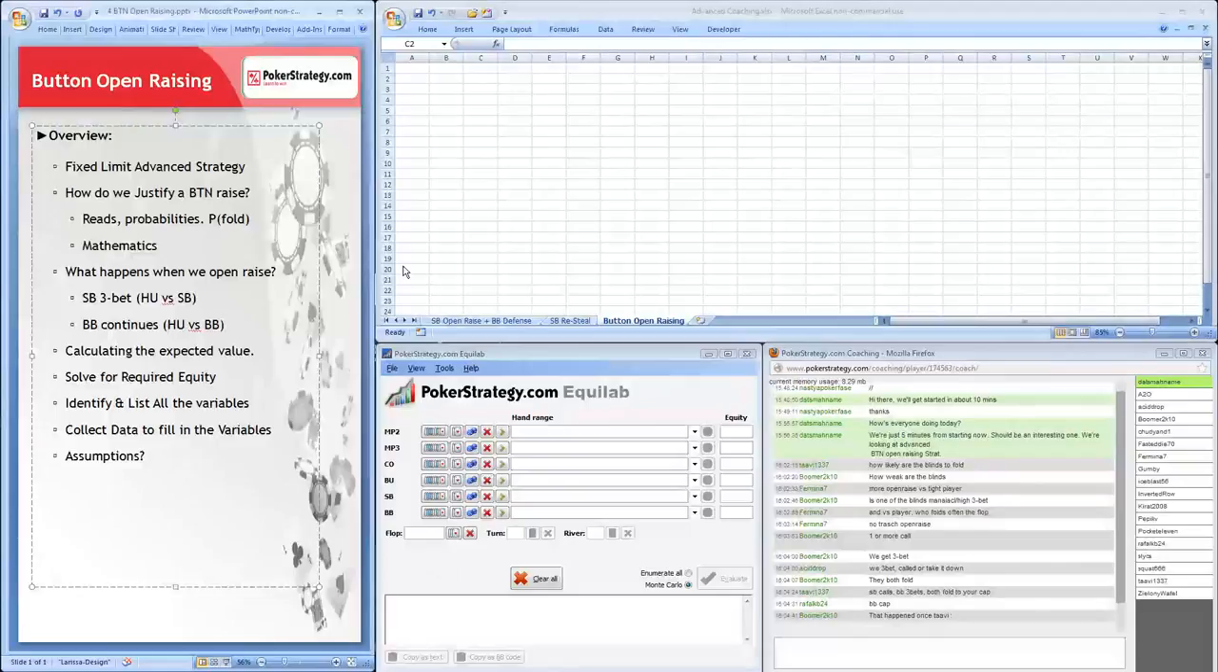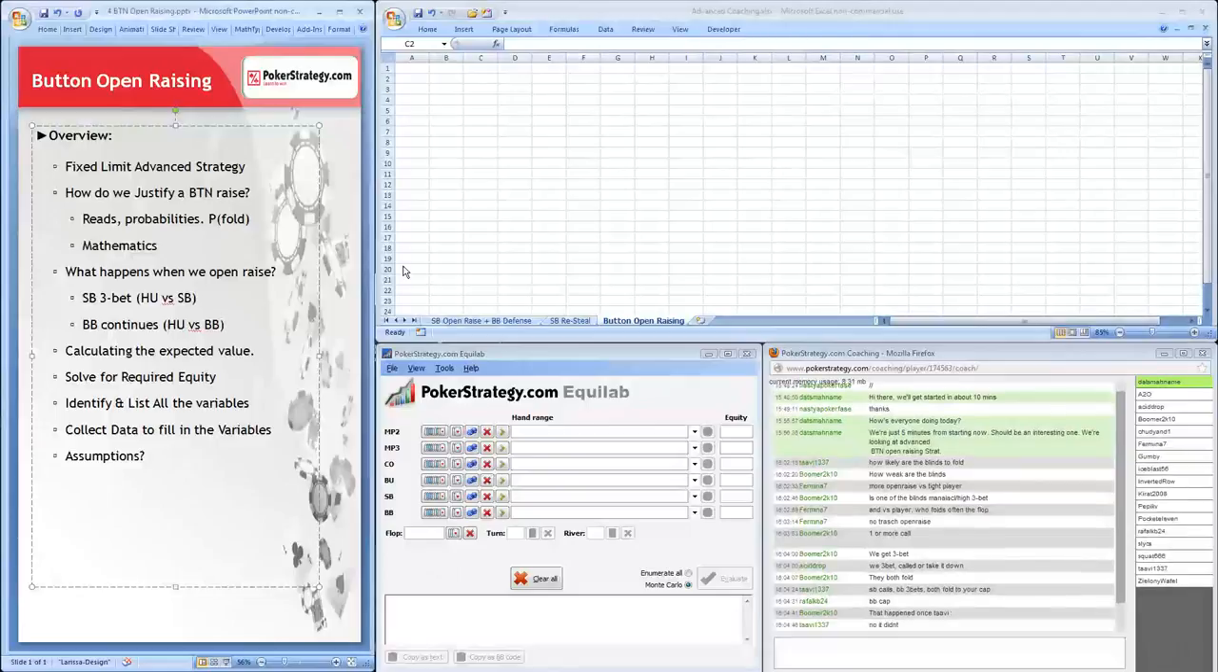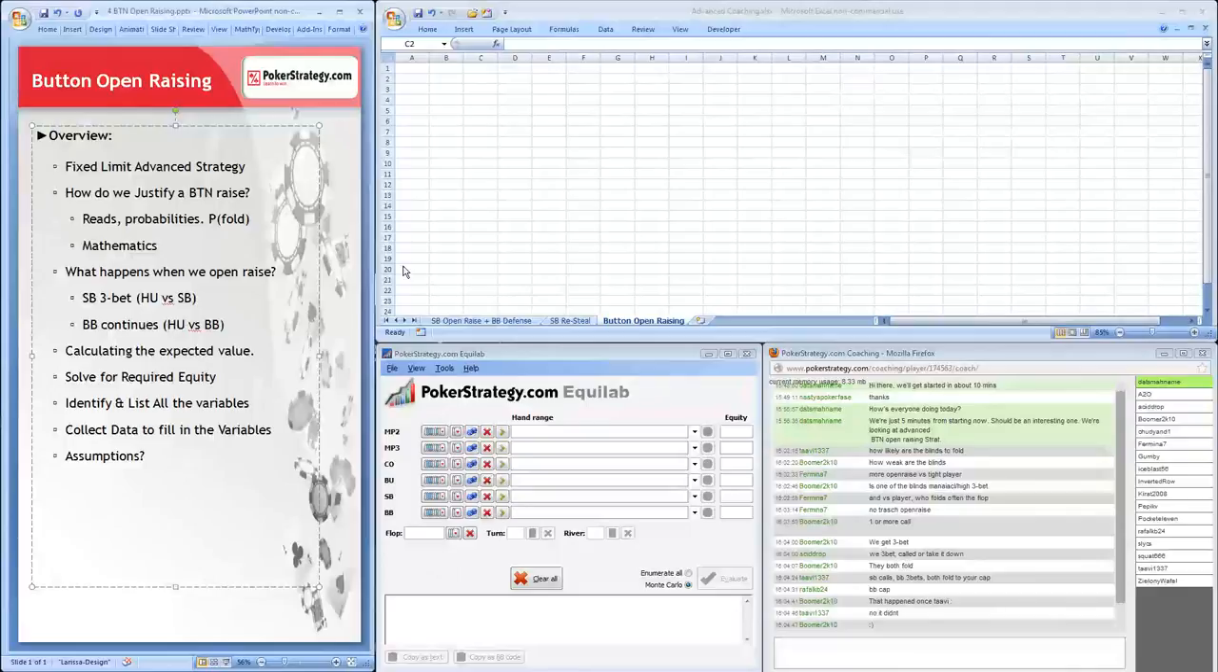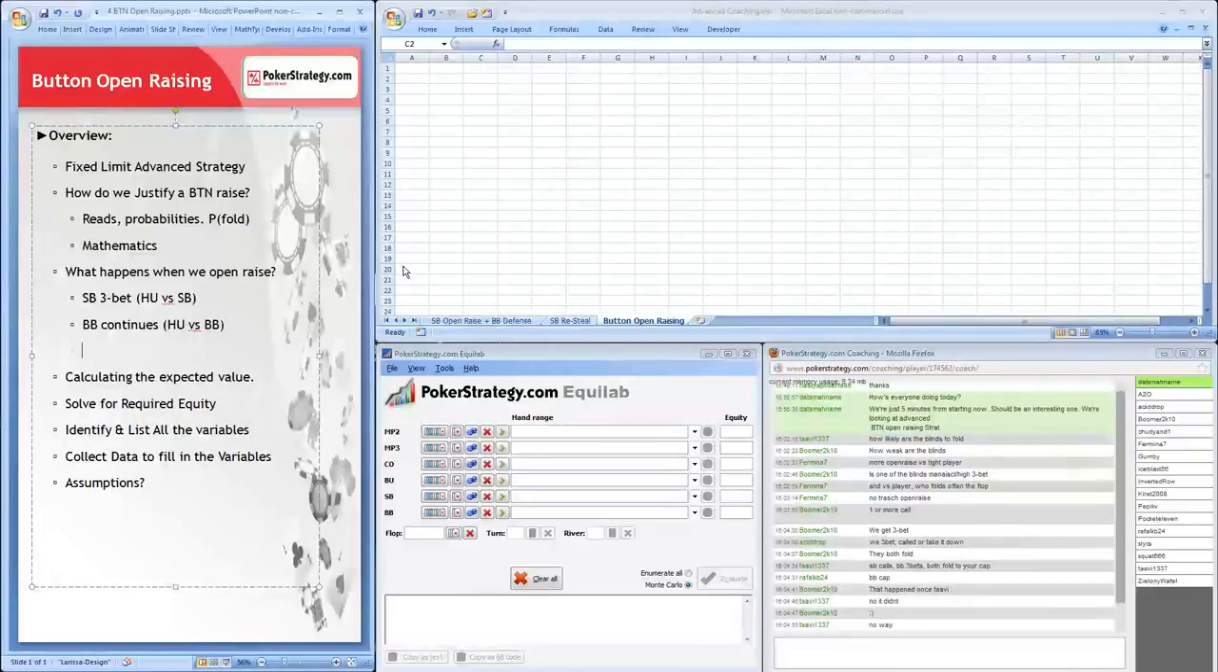Raf says here the big blind can cap. So we can have a third situation where the big blind enters the pot after the small blind enters the pot, right?